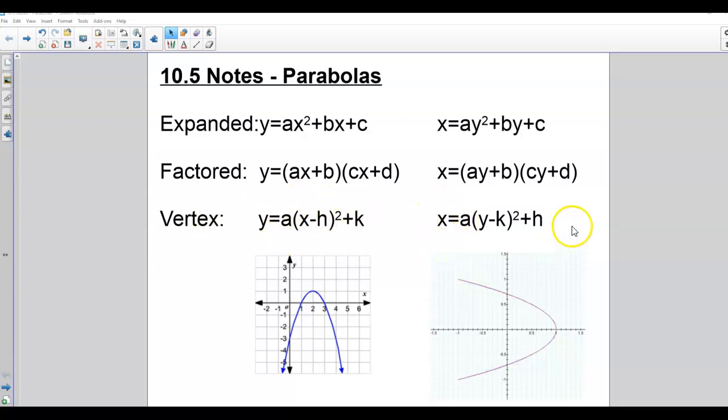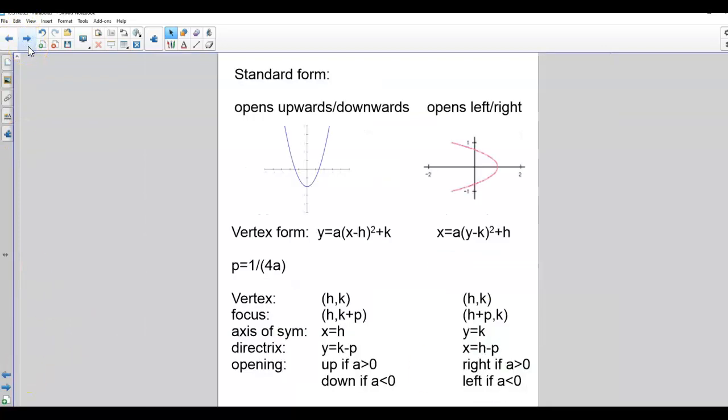What you're probably less familiar with is what the parabola looks like whenever it's defined as a function of y. So in this case, you have an x equals and your y is what's squared. So we will be looking at these as well. These are going to be parabolas that are turned on their side like so. So let's look at a few features.